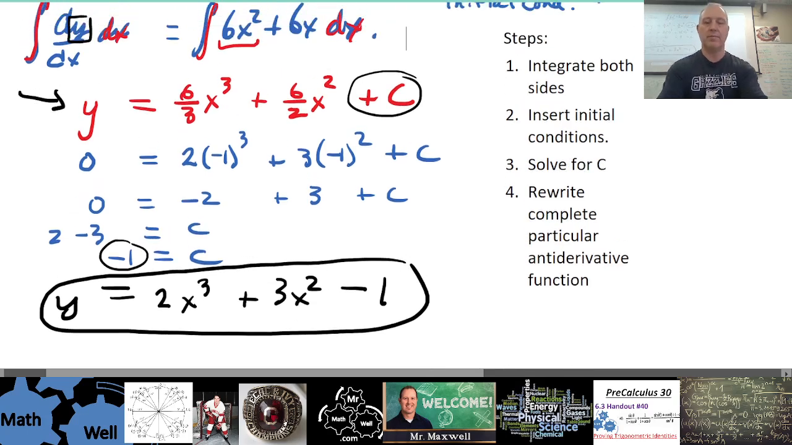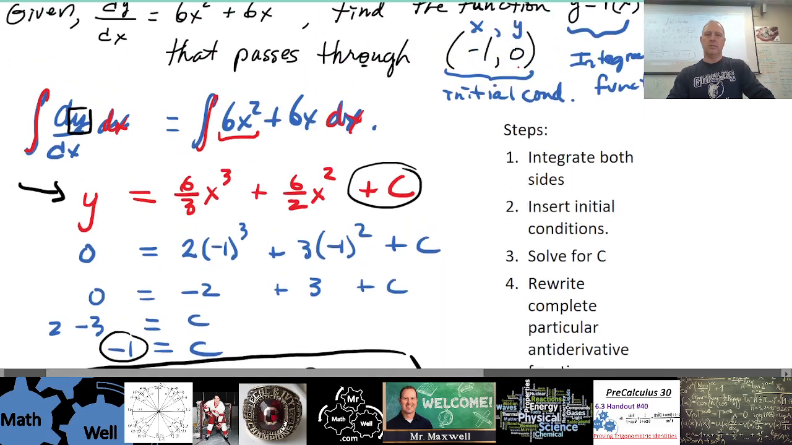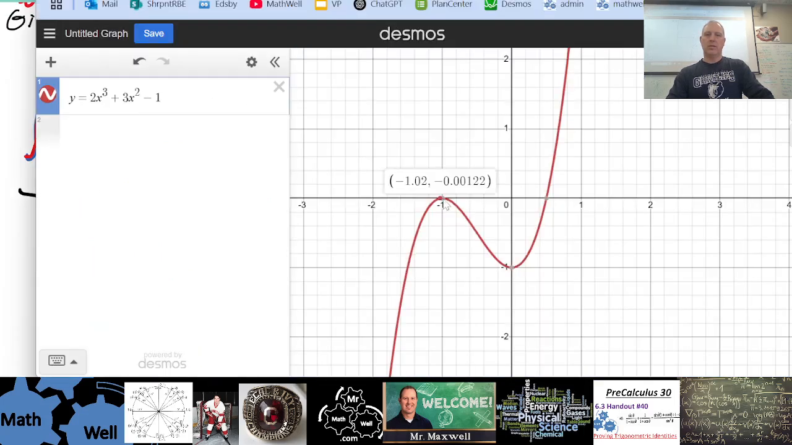So let's just check the graph there. If we graph this on Desmos, what we see is we have this as our graph. And what was our point that we're looking for again? -1, 0. And so it looks like right here, I do have a point -1, 0 that is on this graph. So that is the graph.